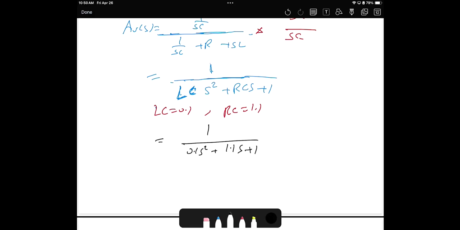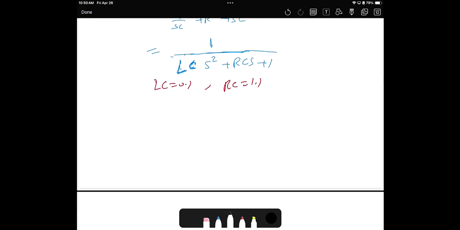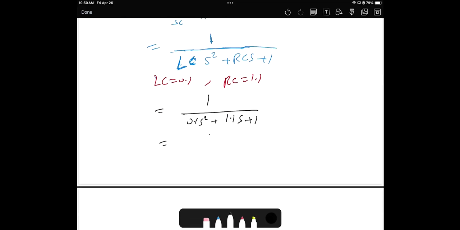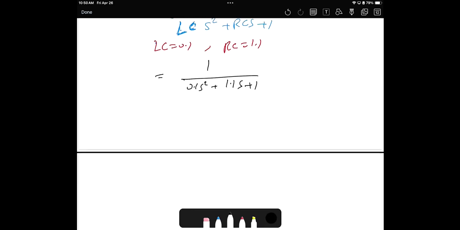Okay? Then, when we deal with this, we can make it nicer: 10 over S squared plus 11S plus 10. If you try to convert this to poles, 10 over S plus 1 times S plus 10. This is A_V of S. This is the transfer function. So question number 1 is done.